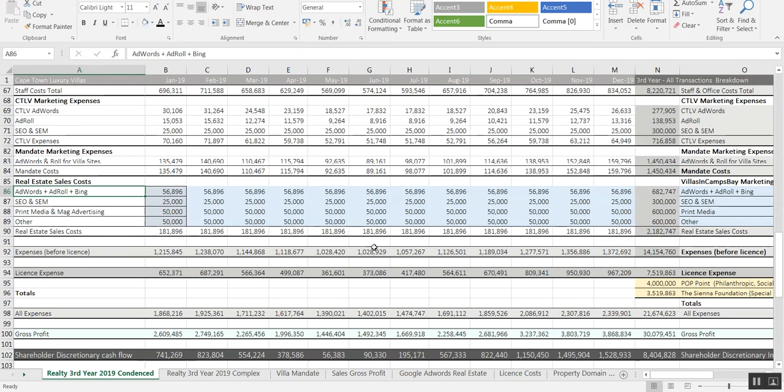Anyway, okay, what were we doing? We were looking at those expenses. So yeah, we put that one in there. Search engine optimization, yeah, why not?